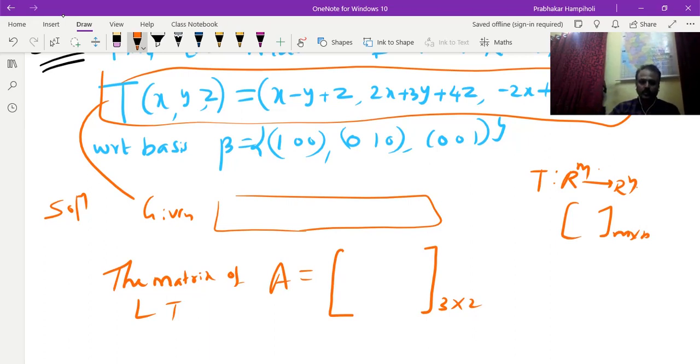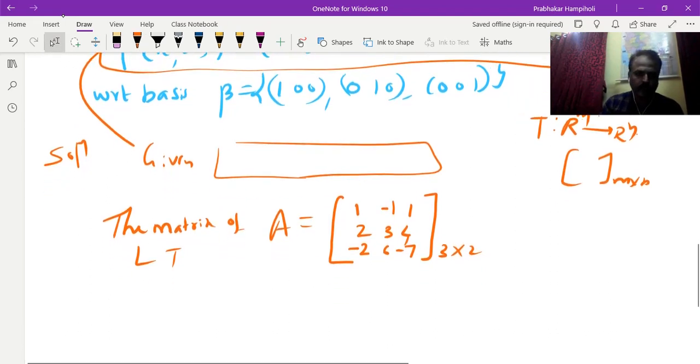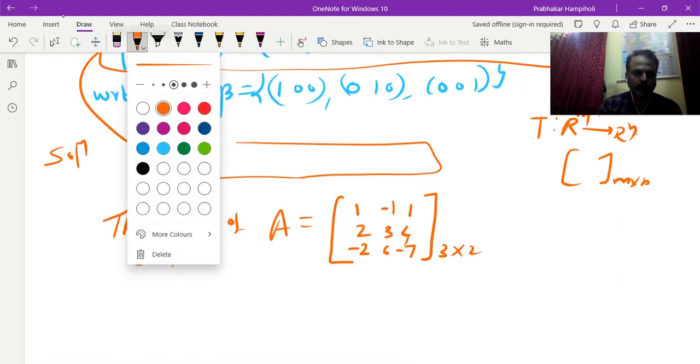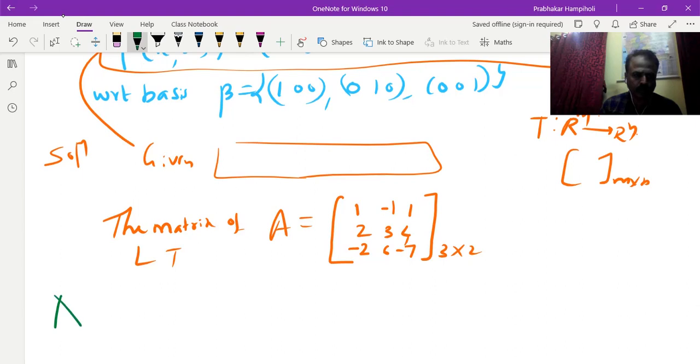So now see the coefficients of x, y, z, 1, minus 1, 1 becomes the first row. I think you can anticipate the second row as 2, 3, 4 because of 2, 3, 4 here. And the third transformation, needless to tell, 2, minus 2, 6, minus 7. Okay, so we also therefore note, with a very, very mathematical mind, you please don't forget this.